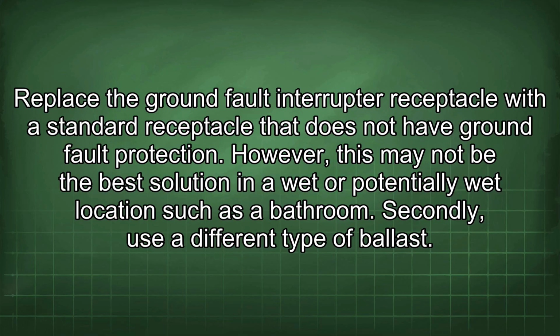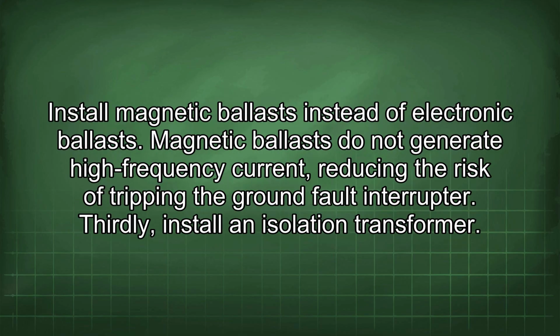Secondly, use a different type of ballast. Install magnetic ballasts instead of electronic ballasts. Magnetic ballasts do not generate high-frequency current, reducing the risk of tripping the ground fault interrupter.